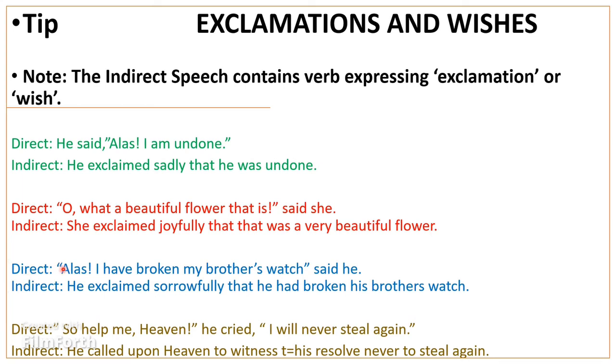Direct. Alas, I have broken my brother's watch, said he. Now, what has he done? He has done something wrong and he's feeling sad about it. So you have to use a suitable verb there. He exclaimed sorrowfully. Here, these two words have been introduced. What did he exclaim? That he had broken, present perfect becomes past perfect, had broken his brother's watch.